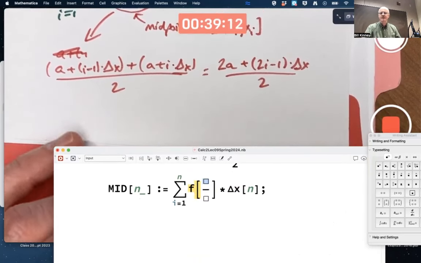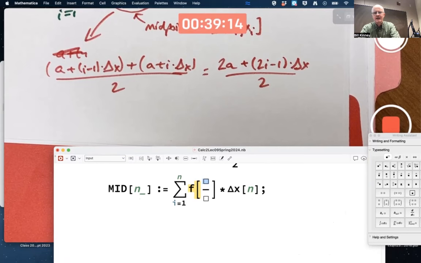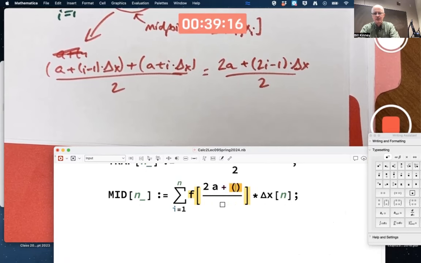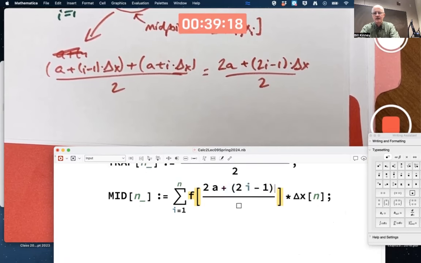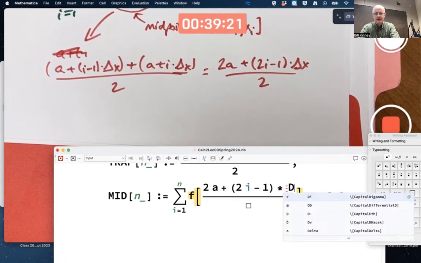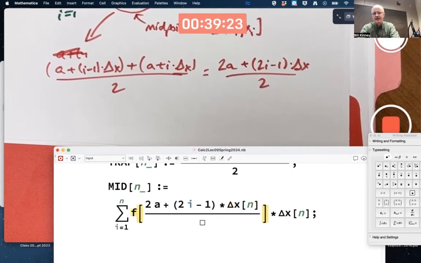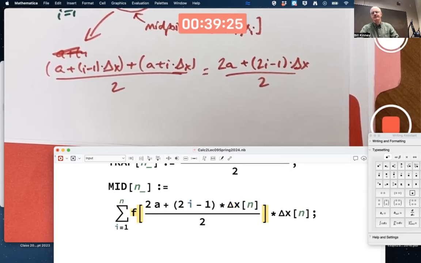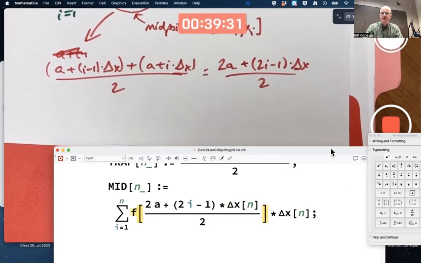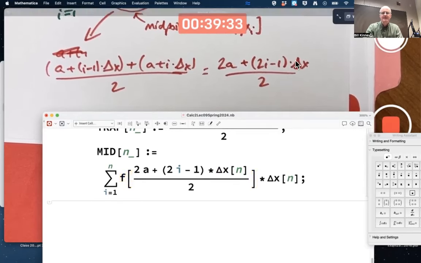I'm plugging that into F. I'll go ahead and type it in as is, 2a plus, in parentheses, 2i minus 1 times delta x. But delta x depends on n, so don't forget the of n, all over 2. All right. Going to enter all this.